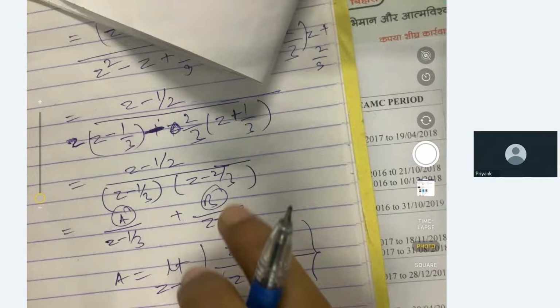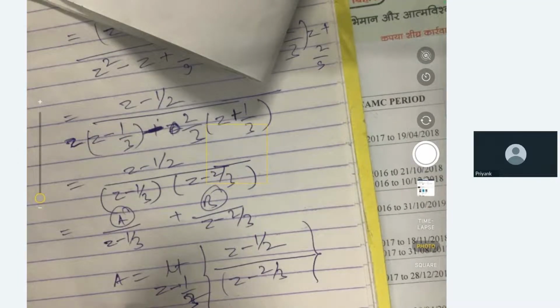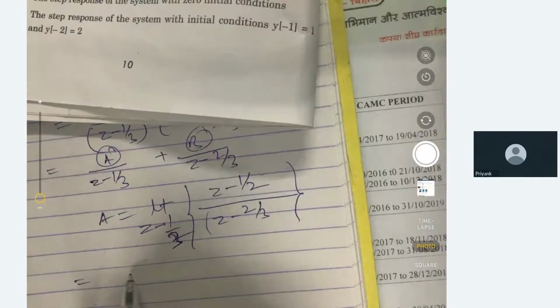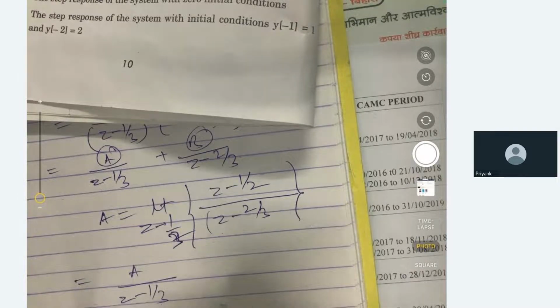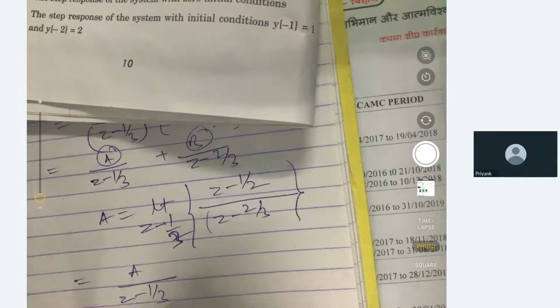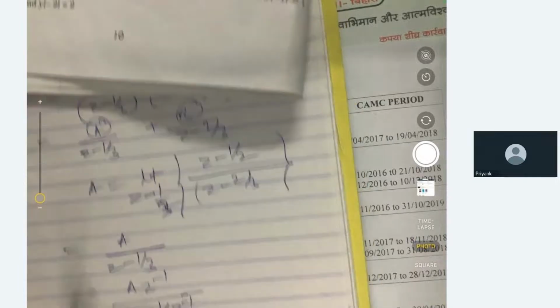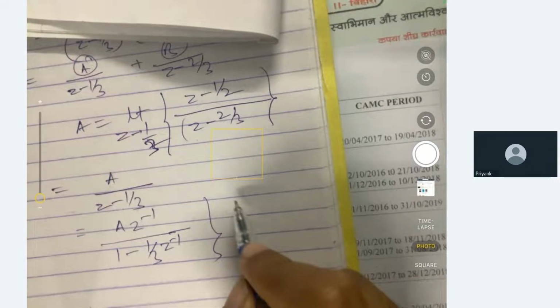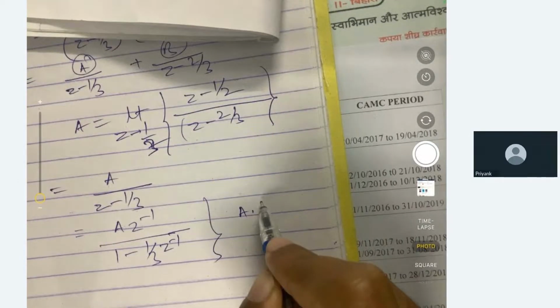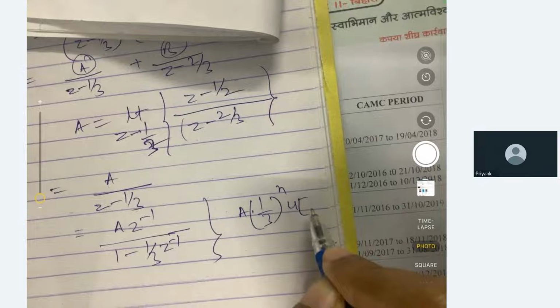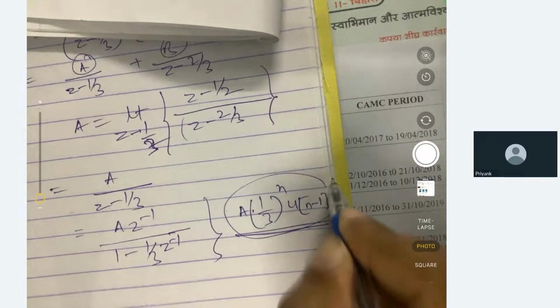But the problem with this inverse Z transform, the problem which I encountered, is this. We are having A upon 1 minus 1 by 3 Z inverse. So to find out this Z transform, we require A left multiplied by Z inverse. So Z inverse upon 1 minus 1 by 3 Z inverse. Now we know it will be like A into 1 by 3 raised to the power n, U of n minus 1. The answer is coming like this, means a delayed version. So is it okay?